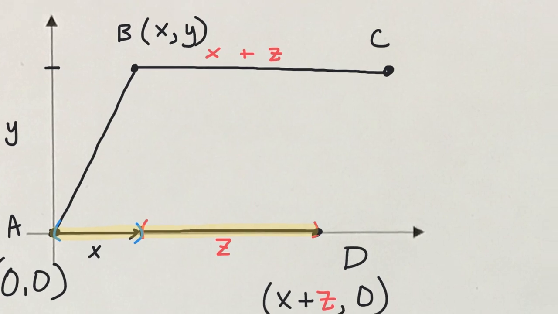Okay, so let's start at the origin. Start at the y-axis, right here. How far have I gone to get to point B? How far have I gone from the y-axis? I've gone x units to get to point B. And then from point B, how far do I go to get to C?